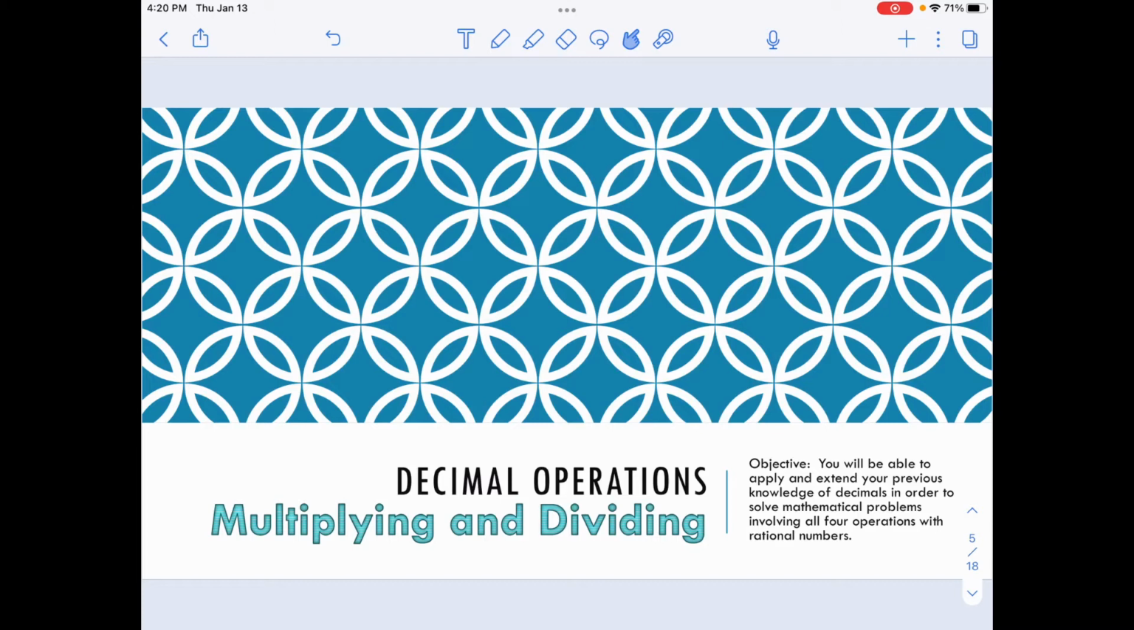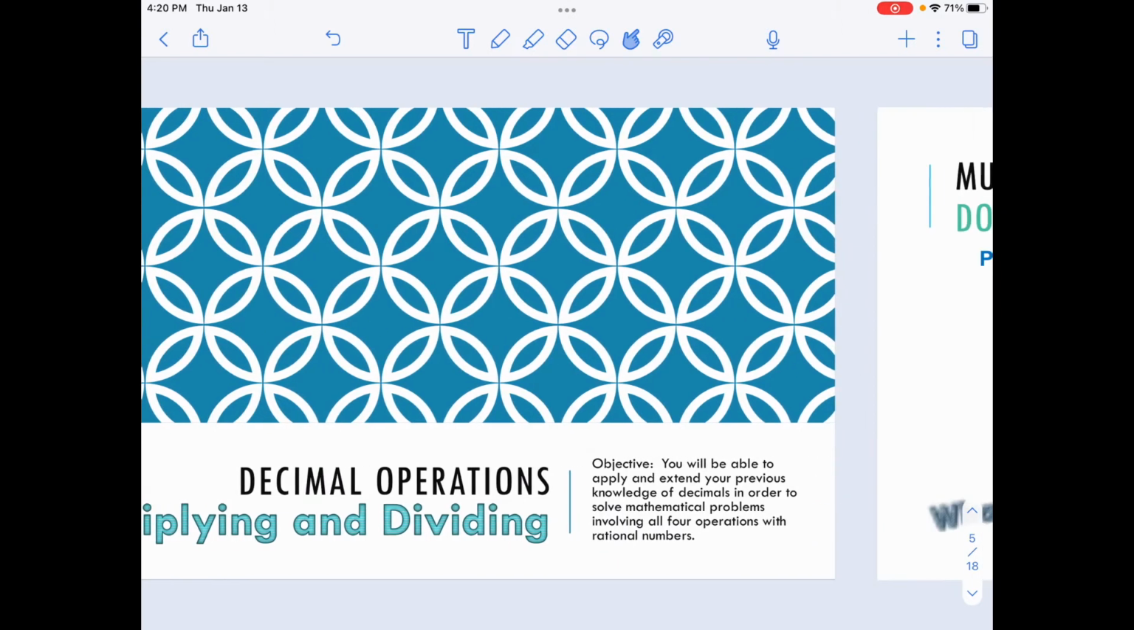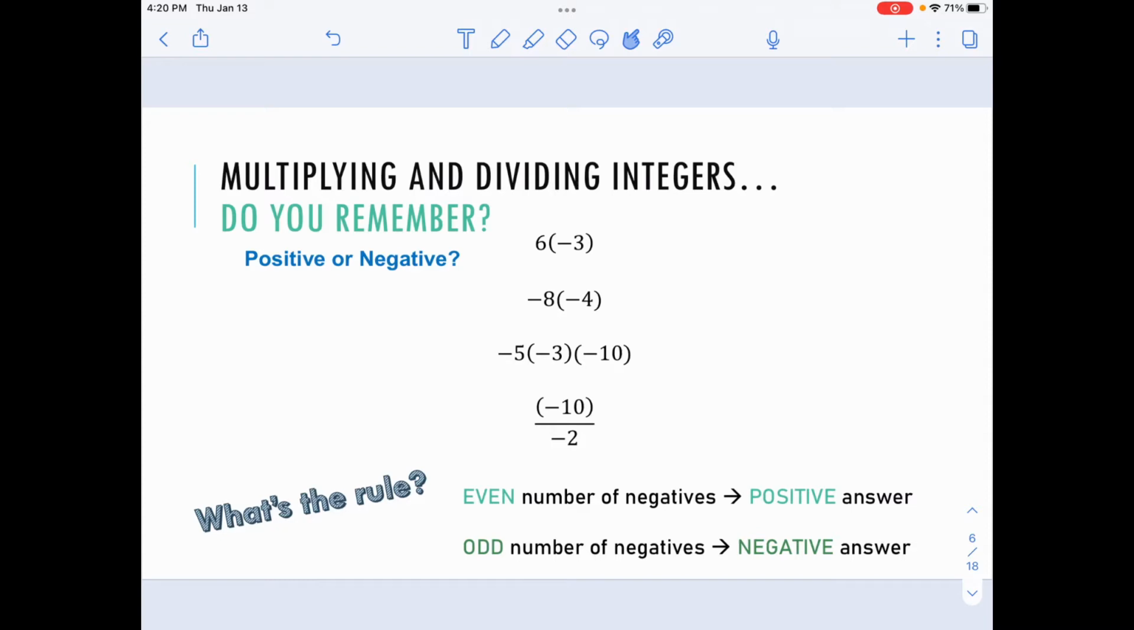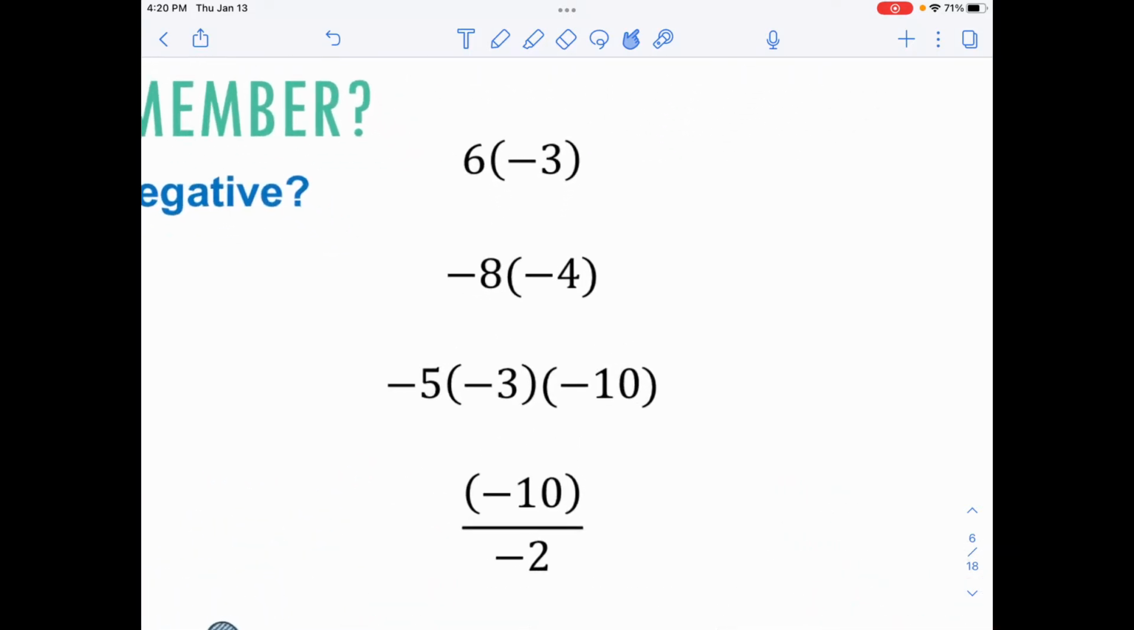So we are going to refresh multiplying and dividing, but in addition to it, we are going to extend our previous knowledge of solving with positives and negatives. So before we begin, let's review. We did a lot of work with integers.